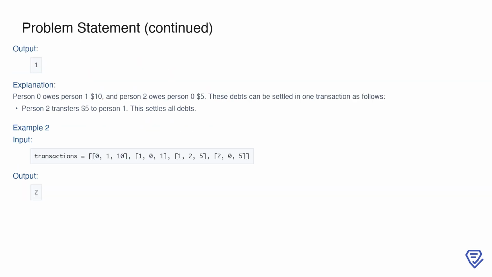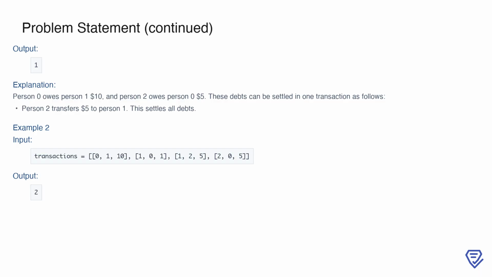In the first example, the input is transactions equals [[0,1,10],[2,0,5]]. The output is 1. Let's break this down. Person 0 owes $10 to person 1, and person 2 owes $5 to person 0. Instead of handling these debts in multiple steps, we can settle everything with a single transaction. Person 2 transfers $5 directly to person 1. This clears all debts in just one transaction.